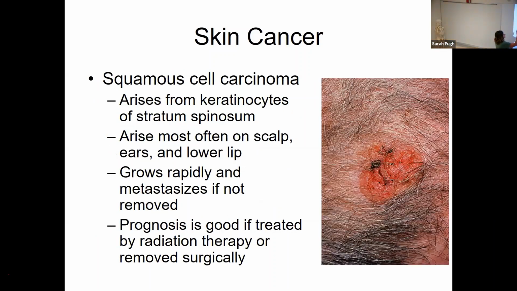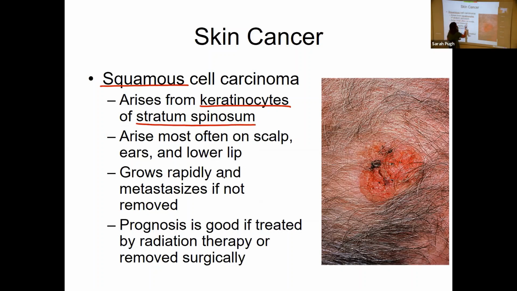Squamous cell carcinoma. Squamous cell carcinoma is a type of cancer that comes from the keratinocytes. So remember, keratinocytes produce keratin. These are the ones that are found in the epidermis, typically coming from the stratum spinosum. These arise most often in places where you get the most UV rays. So your scalp, tops of your ears, your nose, your bottom lip. These are all places where you get a lot of direct UV rays, also places that a lot of times you forget to put sunscreen on.